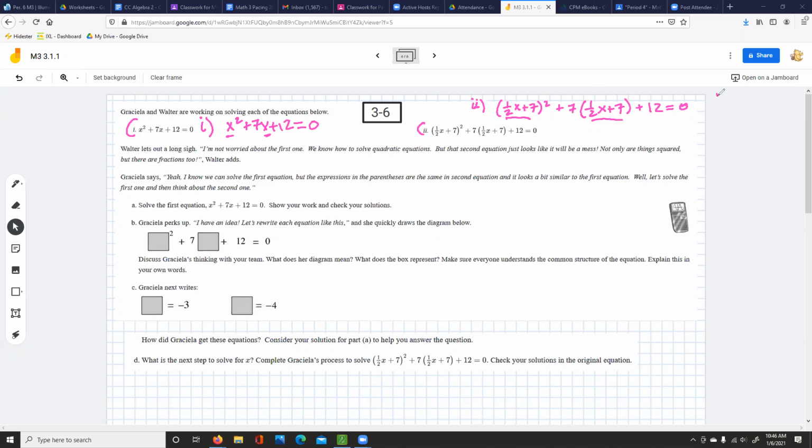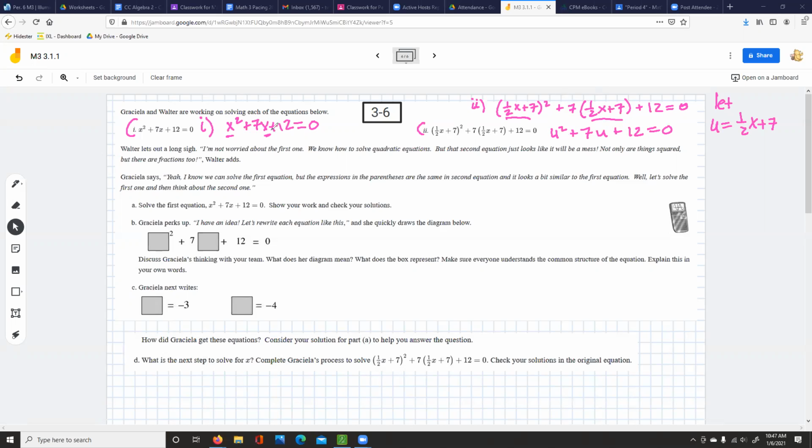Okay. So can't we make this problem like this by doing U substitution, right? So I'm going to let U equal the 1/2 x plus 7, right? Whatever's inside the parentheses, that's what you let U equal. I'm going to replace that complicated thing in the parentheses with U squared plus 7U plus 12 equals 0. Now this looks much simpler. It's just like this problem.